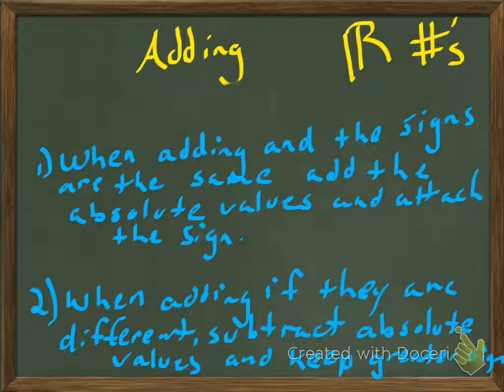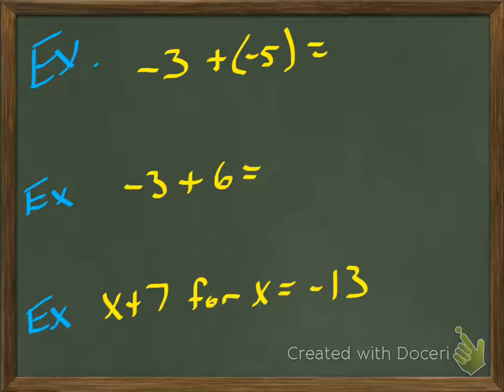Now, number 2, right here. When adding, if they are different signs, so like if we have a negative and a positive, or a positive and a negative, and we're adding them together, then what we're going to do is we're going to subtract the numbers and keep the bigger number sign. So let me show you a couple of examples. This first one right here.